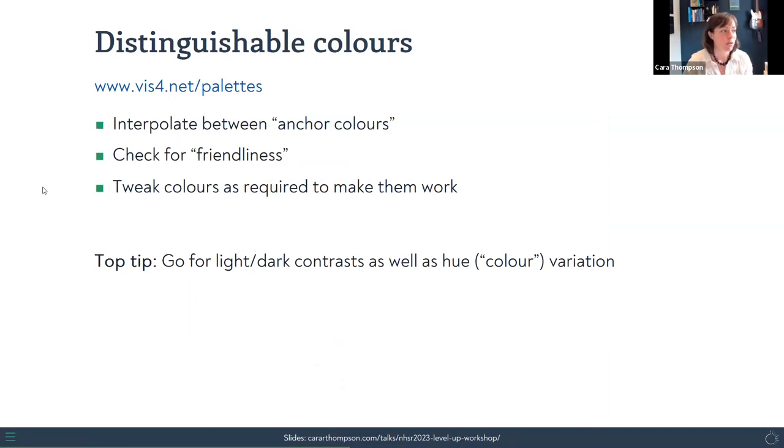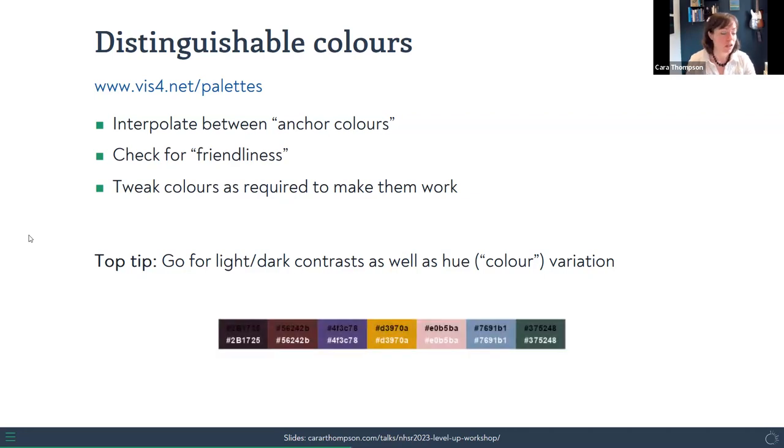So you can interpolate between your anchor colors, and then you can tweak your anchor colors as well. Say you want to make the darker one even darker so that it works better, you can do that, and it will remember the hex codes and feed them back to you so that you can then create all the palettes that you need. And as I said, my top tip is to go for light and dark contrast as well as going for variations in hues.